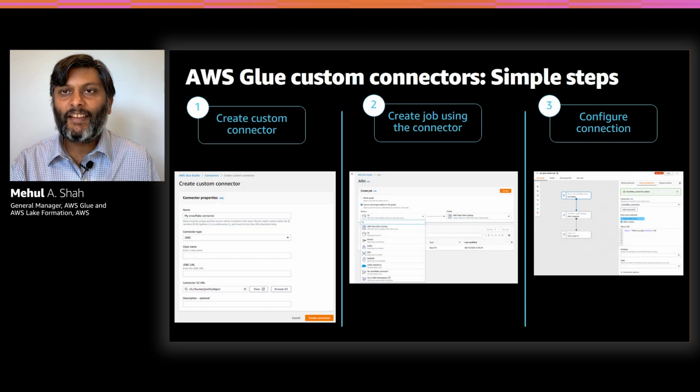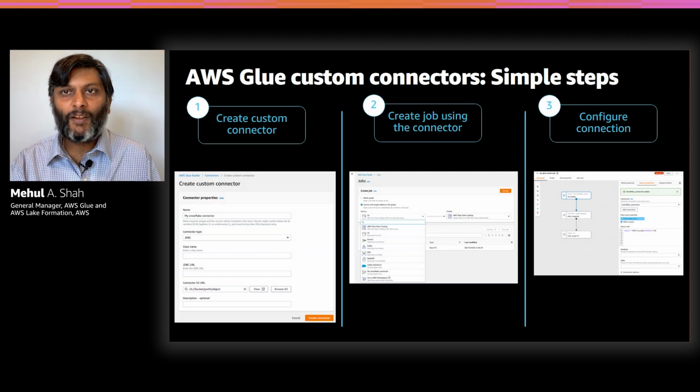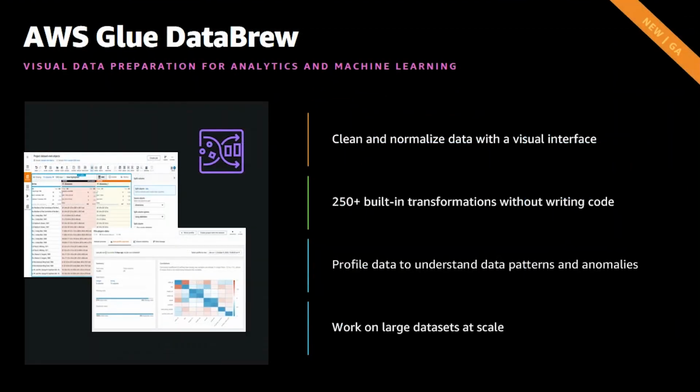And how does it work? Well, you simply register the connector or create a connector in Glue Studio. You create a job using one of those connectors, configure the connector, and off you go. Pretty simple. Now I want to briefly touch on 2 new capabilities in Glue.